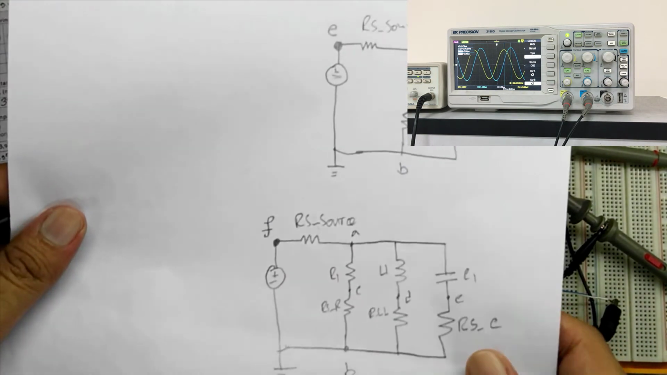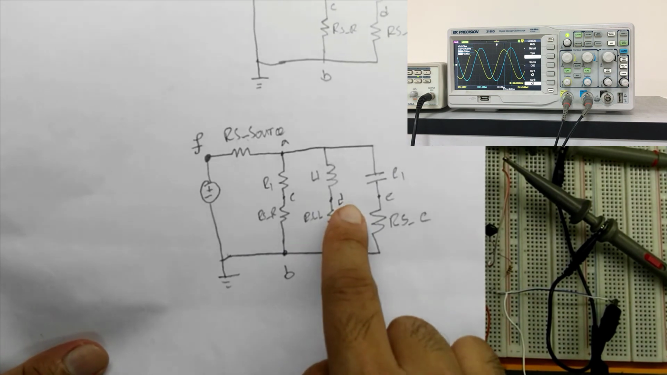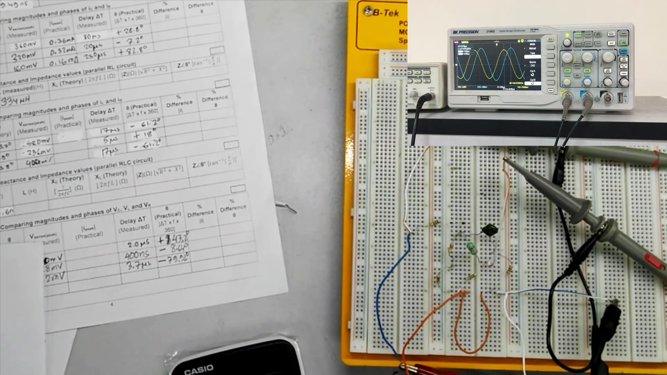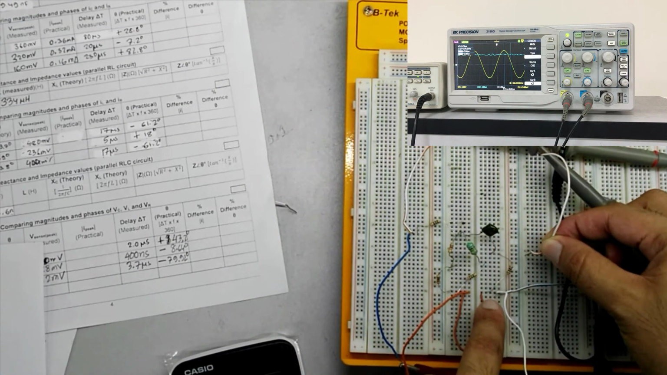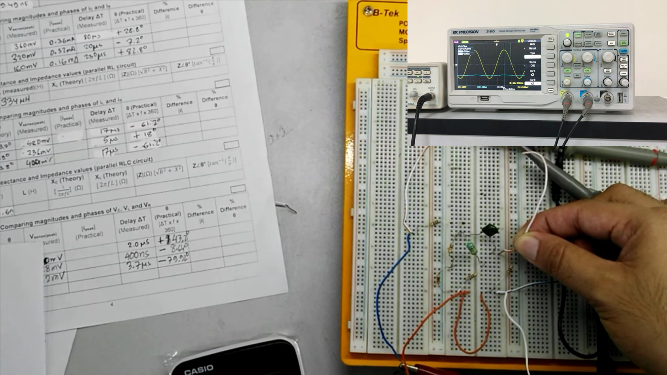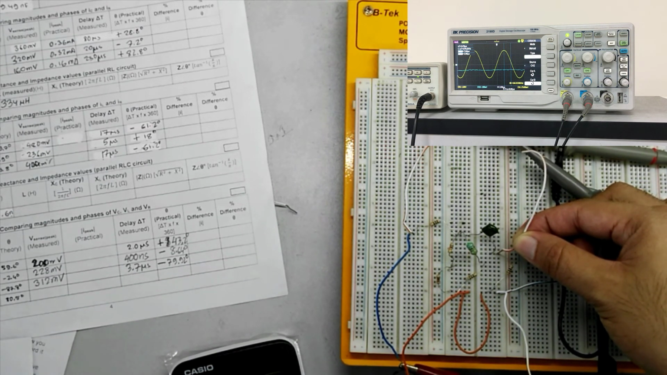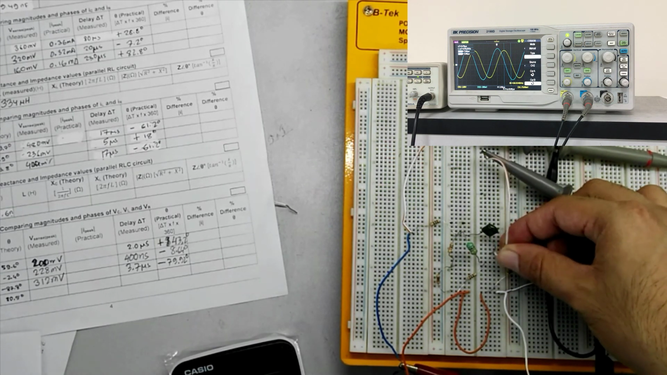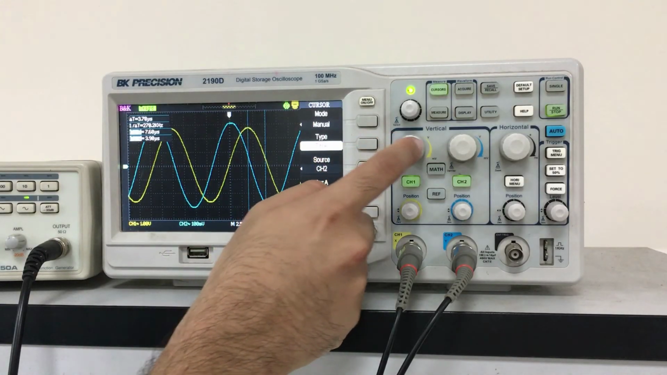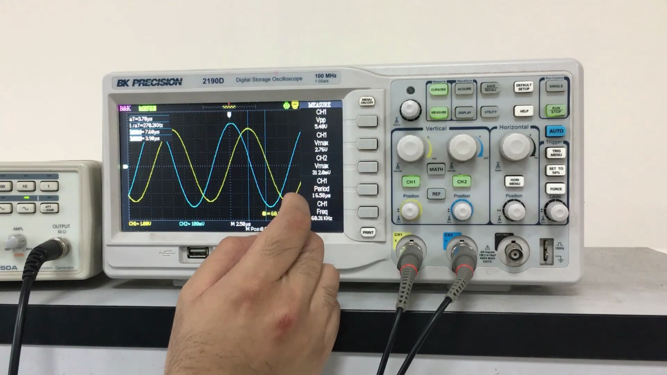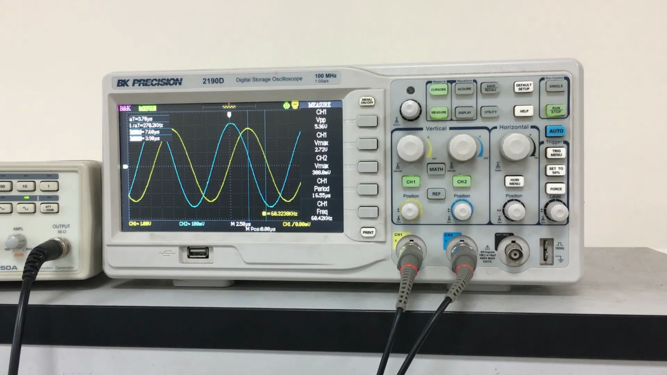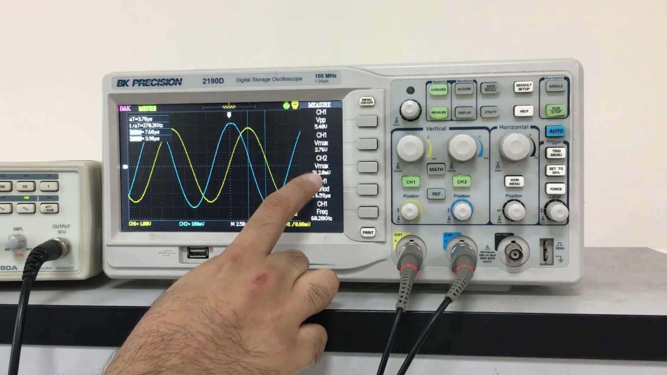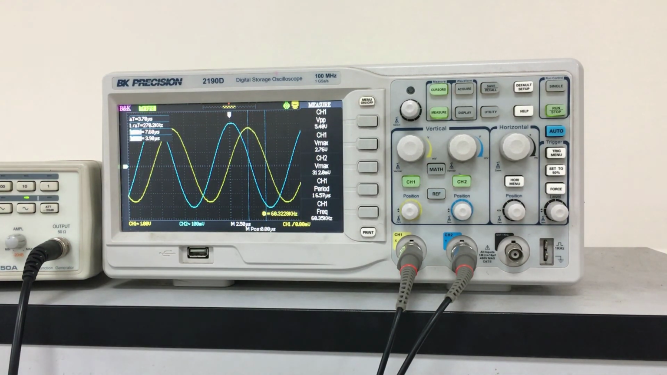Finally, we will have to move channel 2 from node D to node E to measure the value of RSC. And move channel 2 from node C to node D. From channel 2 we see that the peak voltage is 312 millivolt. We record that in the table.